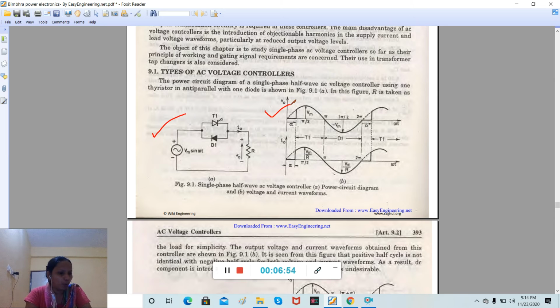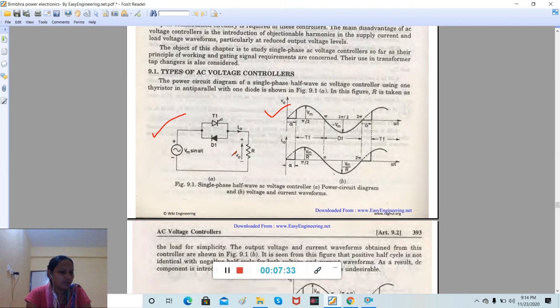The switching device is so operated that the load gets connected to the source for a part of each half cycle of the input voltage. In the phase control strategy, the switching device here is the thyristor. When this thyristor is operated, the load, whatever load is connected in the power circuit, this is the load, is connected to the source for a part of each half cycle of the input voltage.